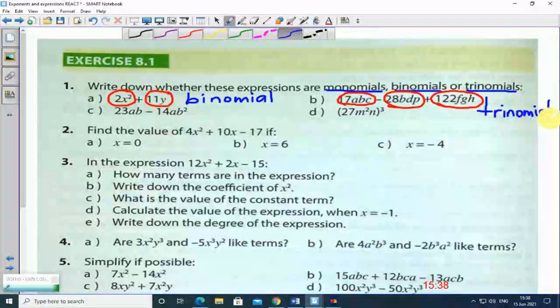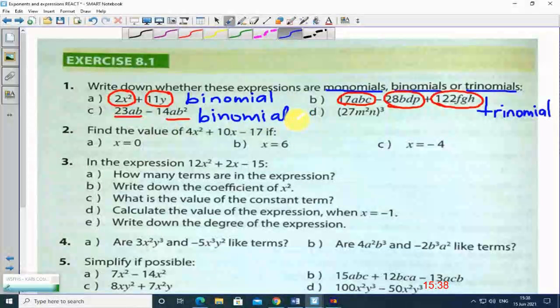Right, next one. I've got an AB term and an AB squared term. Now, those two are totally different as well. Remember we said for them to be like terms, they have to have exactly the same algebra. Now they both have AB, but the one has B squared. So that's a different term altogether. So here again, we've got two terms, binomial.